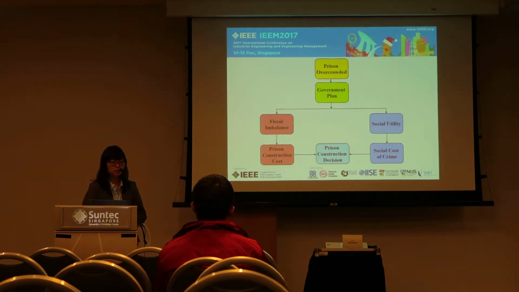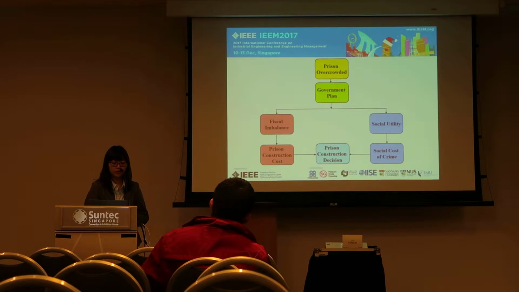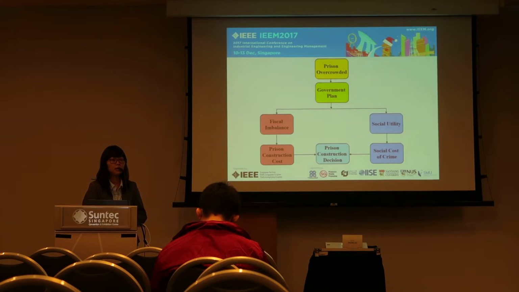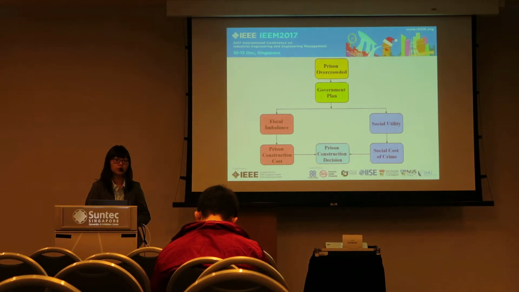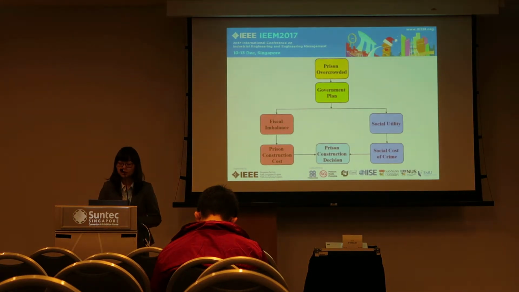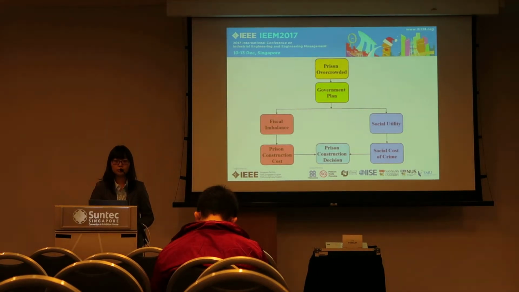However, the government didn't take into account the fiscal imbalance and the social utility. In the fiscal imbalance, the government expenditure is growing, but the income is going down because of the tax reform. So it accumulated the financial deficit. This model takes the prison construction cost to reevaluate the prison construction decision. In the social utility, we take the social cost of crime to reevaluate the prison construction decision.